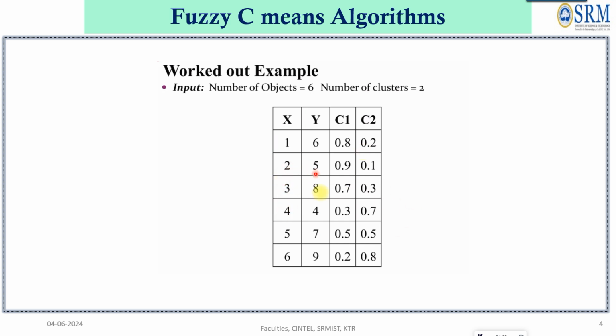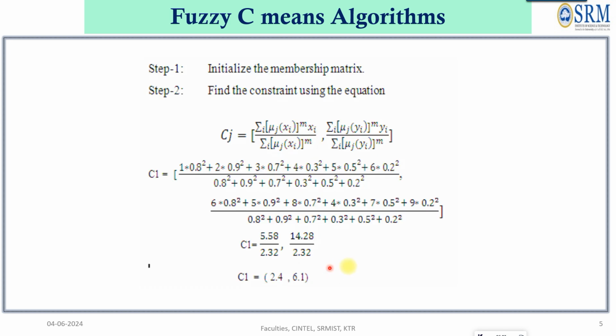Now for 2, 5, for cluster 1 the high chance is 0.9, and for cluster 2 it is 0.1. For 3, 8, it falls under C1 with 70% chance and under C2 with 30% chance. For 4, 4, it is 30% and 70%; for 5, 7, 50-50; and for 6, 9, 20-80. This is how the first step works: we randomly initialize the membership values.